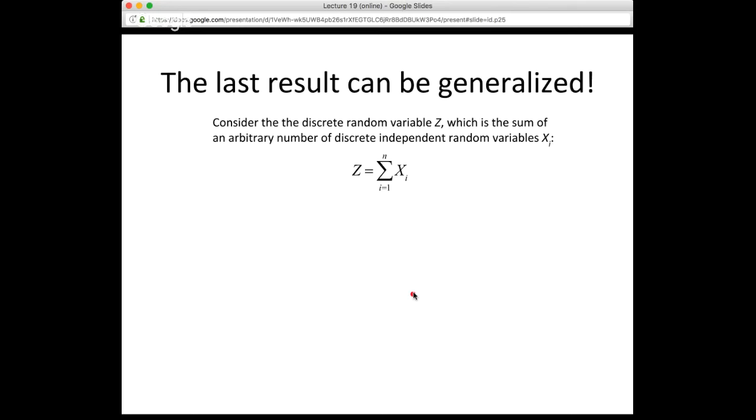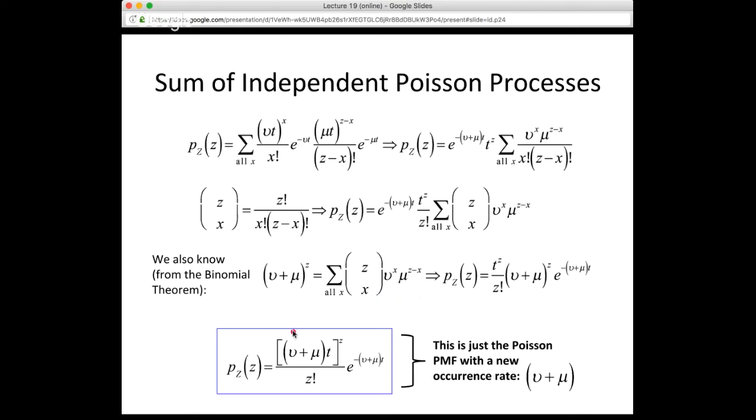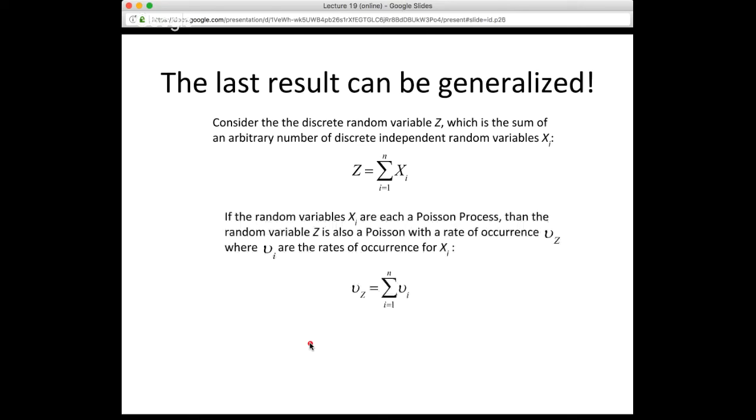So basically, it's a generalization of our result here, where we had two independent Poisson processes, one for x and one for y, with occurrence rates nu and mu, and the derived PMF for the sum of those two independent processes, that would be z, was again a Poisson process with the occurrence rate being the sum of the individual occurrence rates. So that's a generalization to say that the result we showed for two independent variables, x and y, can be extended to any number of statistically independent variables being summed together.